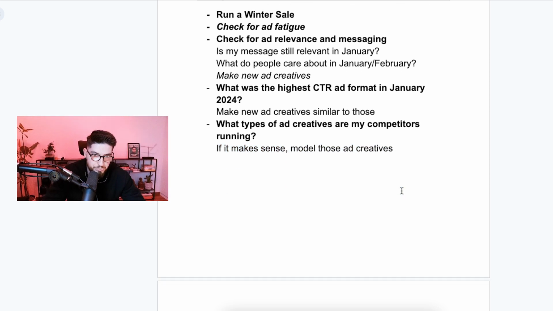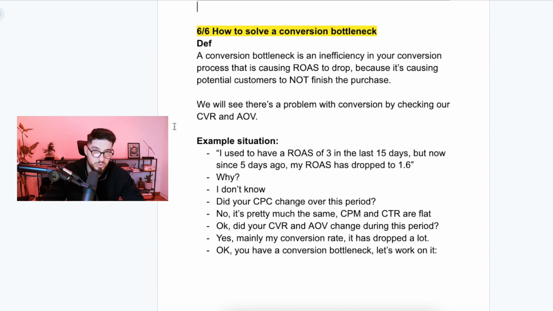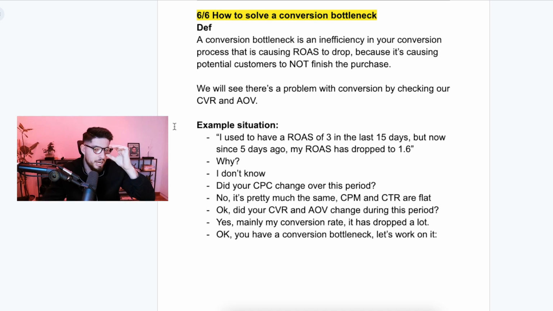On the other side, if your CTR was all good but the problem was the CPM, we have to work on the CPM. We're going to do another video about that because we're already at minute 20 or so. It's a pretty deep topic and difficult to understand. You have to talk about the auction, the algorithm, etc. So, next video. For now, how to solve a conversion bottleneck.